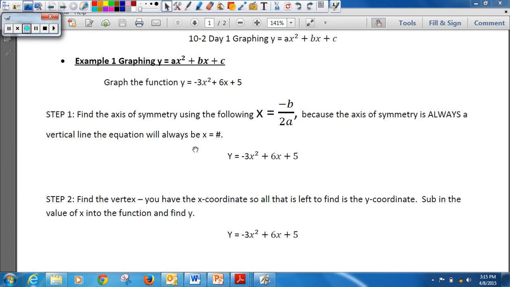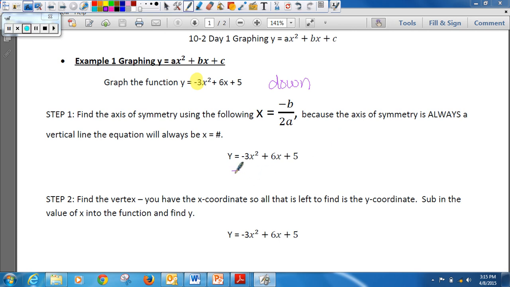10.2 day 1 is graphing, and this time, before we only had an a and a c, now they're also throwing in that we have a coefficient of b. So example 1 wants you to graph the function y equals negative 3x squared plus 6x plus 5. I know right away that by looking at the a here, it is going to open down since a is negative. So step 1 still is to find the axis of symmetry.